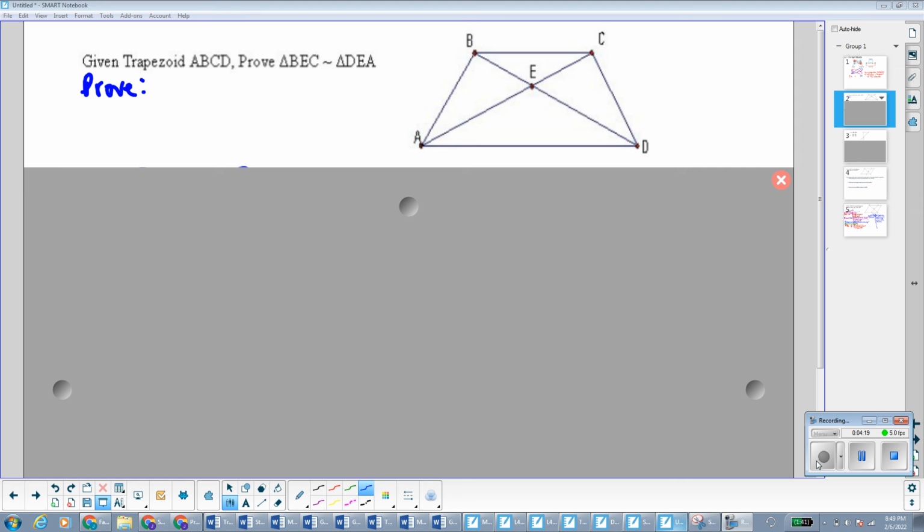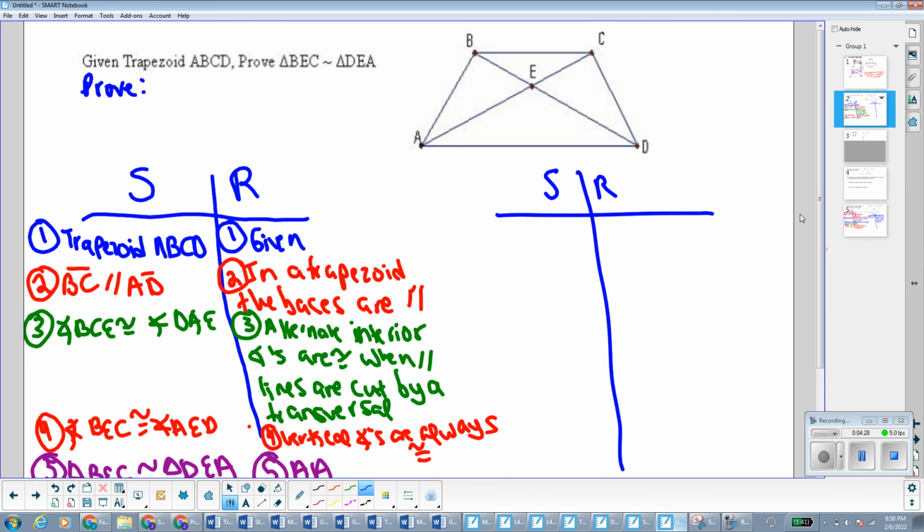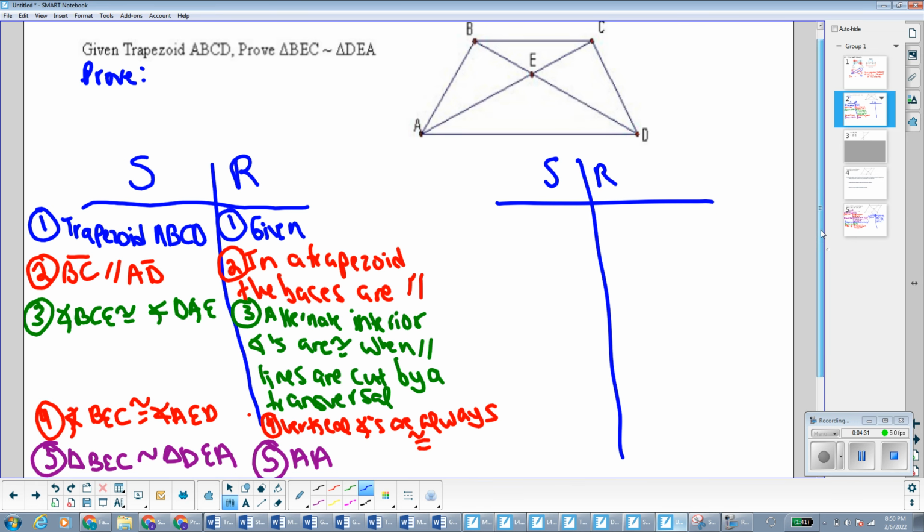We know that after we prove two triangles similar, we can prove that the proportion involving the corresponding sides is also true. Let me just reveal over here the full two-column statement reason chart for proving that the two triangles are similar. This proof uses alternate interior angles, and it also uses vertical angles. Now, since we have already proven that triangle BEC and triangle DEA are similar, let's prove a proportion involving the corresponding sides.